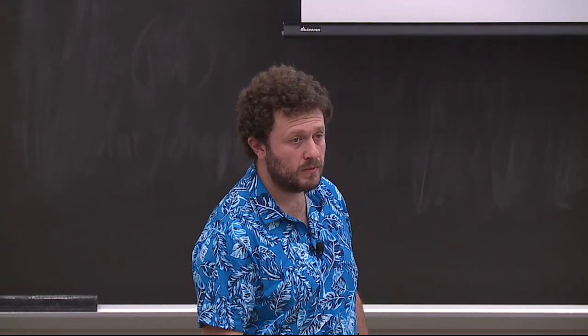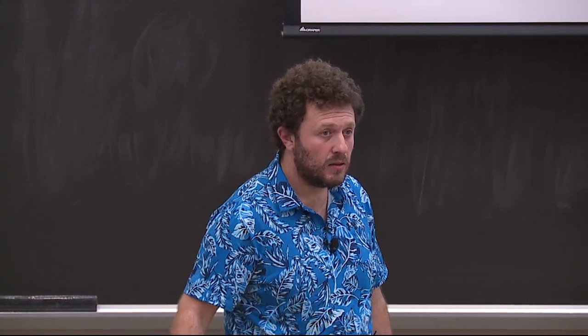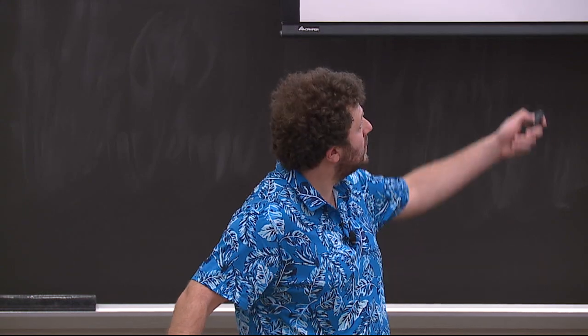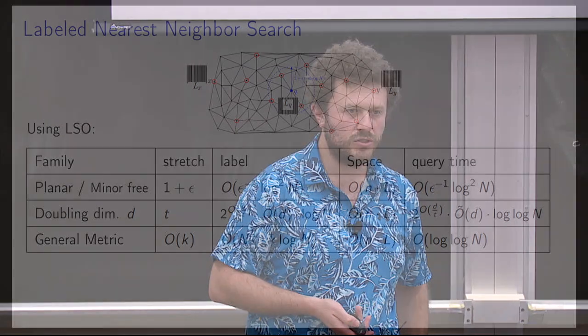Size of label. So this is small n times the size of the label. Yes, you need to multiply small n by the label. Essentially, all these data structures just store the label, and the label contains all the meaningful information for the nearest neighbor search.